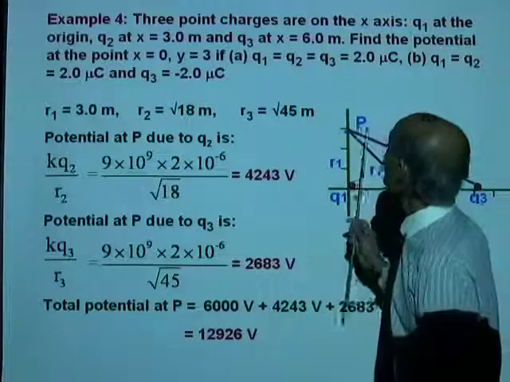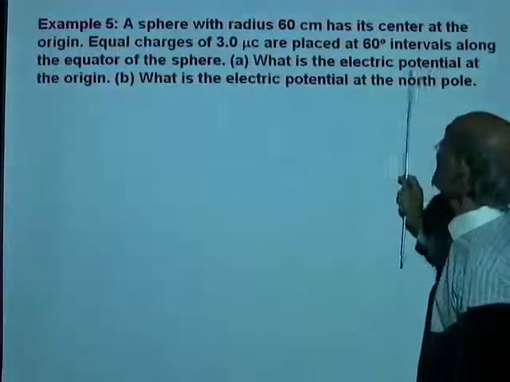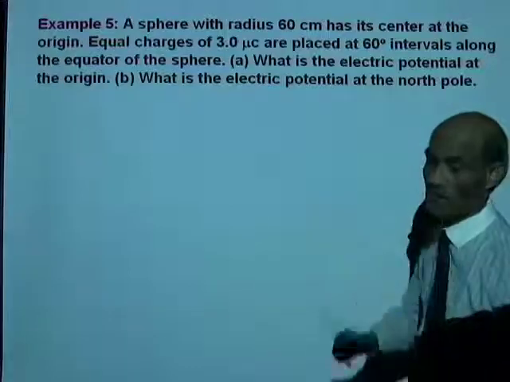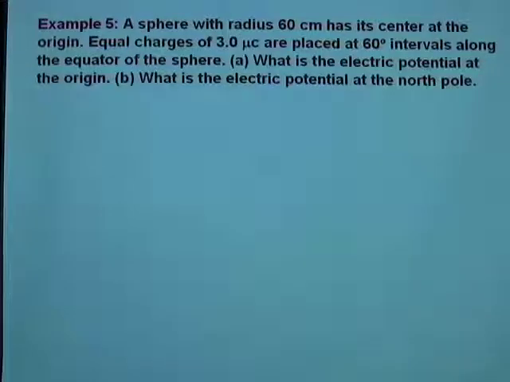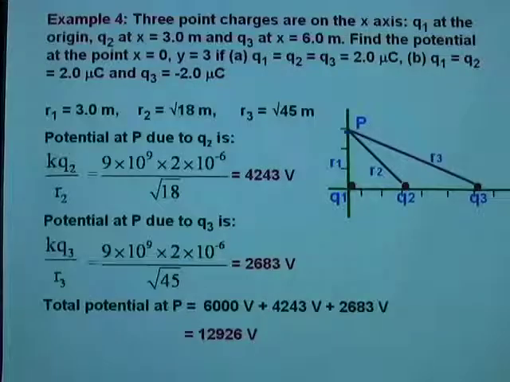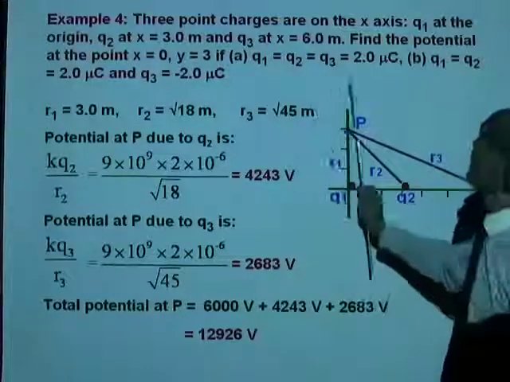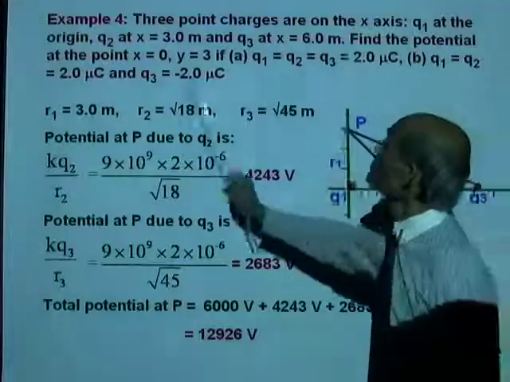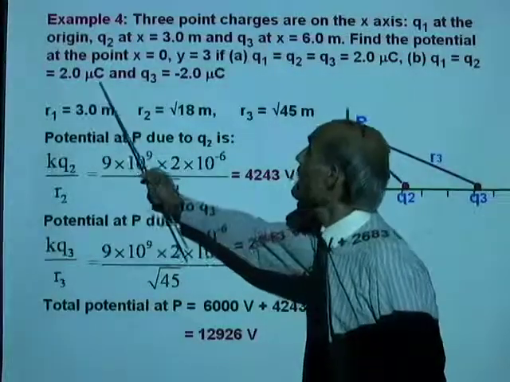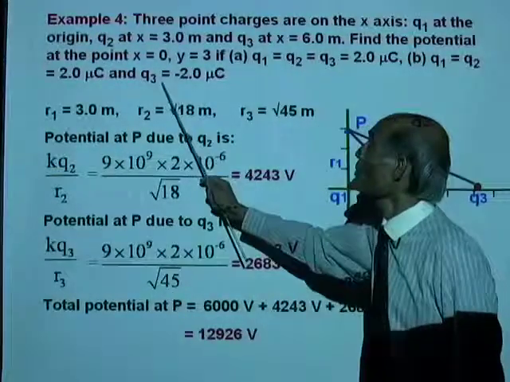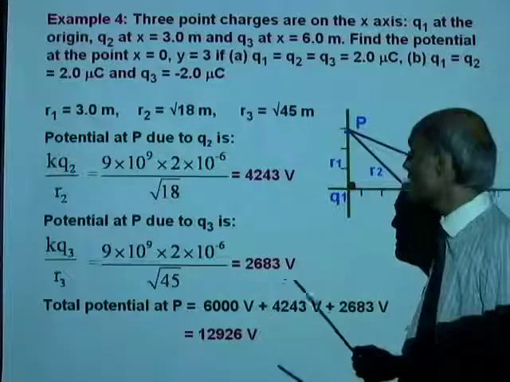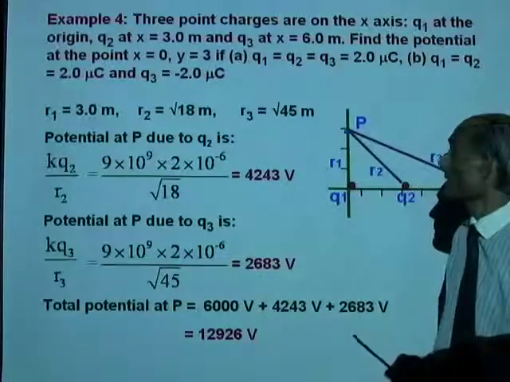Alright, in the second case, we have... Well, we didn't do that second part over here. Let's go back and do that. In the second part, Q1 equal to Q2 equal to 2 microcoulomb and Q3 equal to negative 2 microcoulomb.